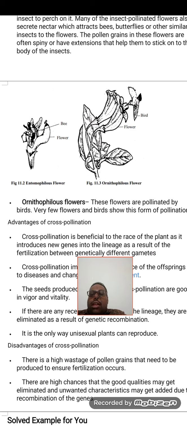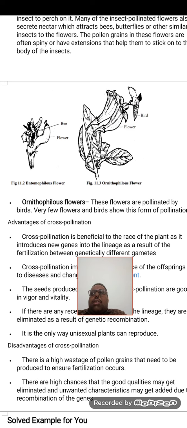And the disadvantage of cross pollination is that pollen grains have to be produced in huge numbers to ensure fertilization. And the quality also matters. If the quality is not good, there is a problem for cross pollination. If the quality is good, there's a chance of getting pollinated and then fertilized. So everything matters inside that. And one more thing, which is a very important question.